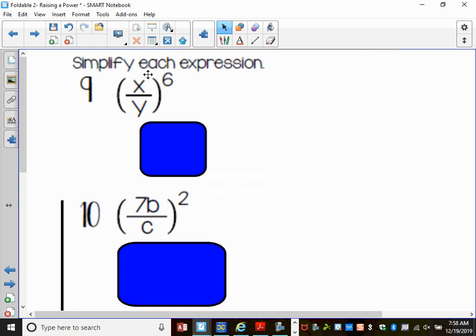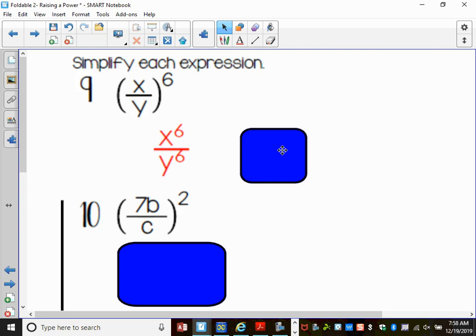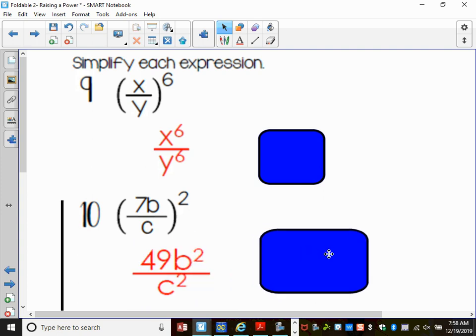So now we have a division problem. We don't see any exponents inside, but when they're invisible, it's 1. So you just have x to the 6th and y to the 6th. When you also have a 7 and a variable, everything again has to be multiplied by that outside power. So 7 to the 2nd power is 49. And then you have your b to the 2nd and your c to the 2nd.